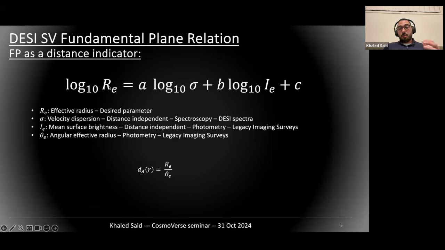And the third parameter is actually our desired parameter, which is the effective radius. So we use velocity dispersion and surface brightness profile to predict RE. And then once you predict RE, it's the same as the Tully-Fisher, but instead of absolute magnitude and apparent magnitude, here we're comparing physical radius with angular radius. The angular radius comes directly from photometry. And if you compare physical radius with angular radius, you can get the distance, dA, which is the angular diameter distance in our case.